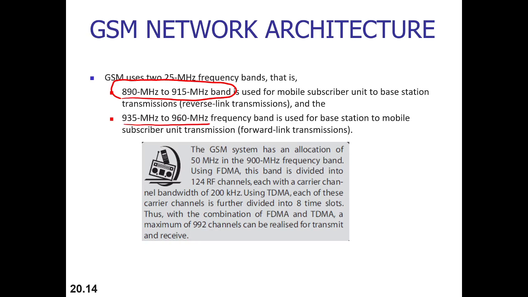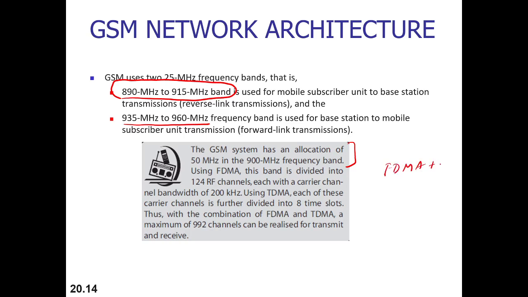So your reverse link, the uplink, is from your mobile to the base station, and the forward link, from the base station to the mobile, is the band from 935 to 960 megahertz. So 25 megahertz is used on each side, and in total you have an allocation of 50 megahertz in the 900 megahertz frequency band. Now you're going to use this spectrum very effectively. How is that being done? It's a combination of FDMA and TDMA, as I told you.